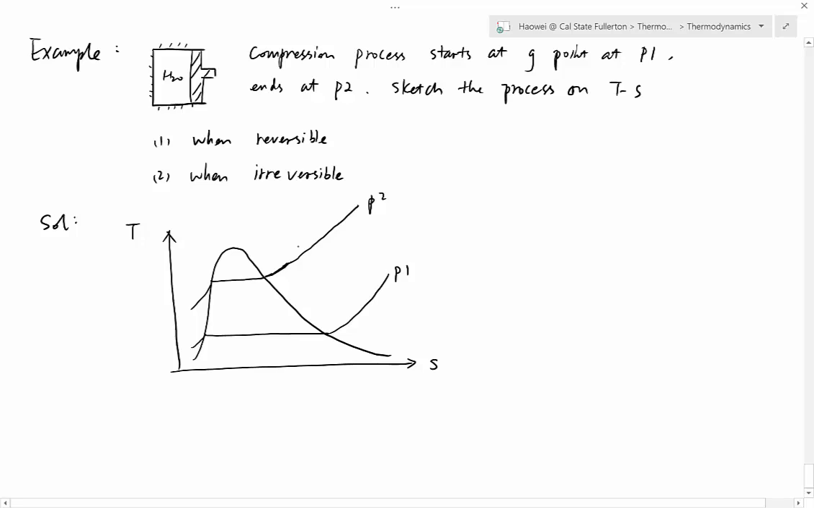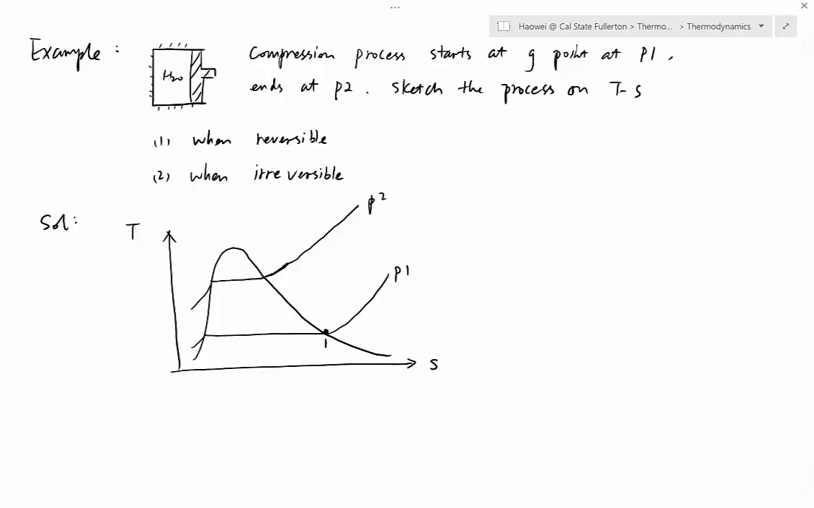Okay, so now we are going to locate point number 1. Where's point number 1? We know point 1 must be on P1 line because the pressure of point 1 is P1. And next, we know it's G point. So point 1 is really easy. Point 1 must be here.